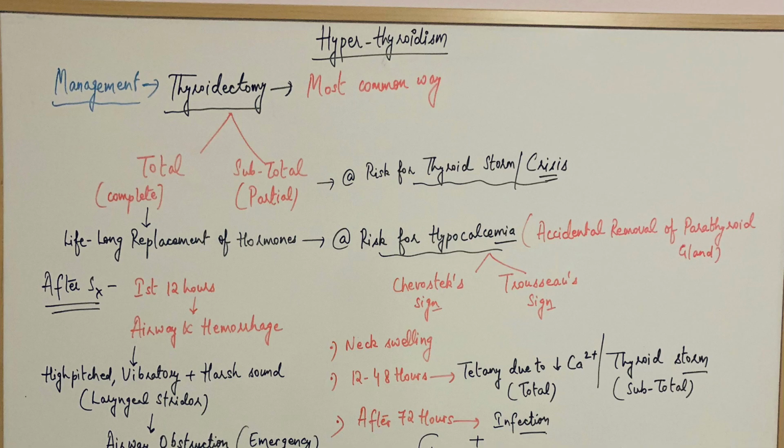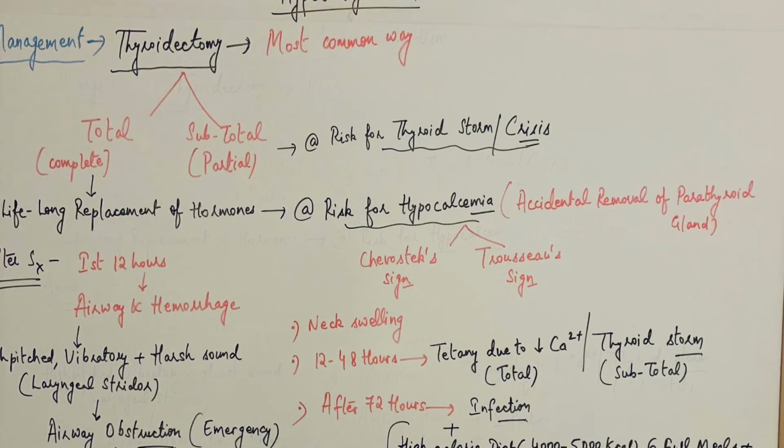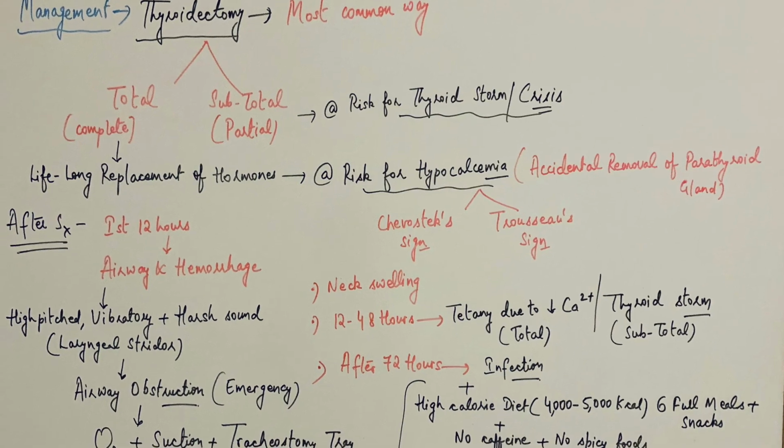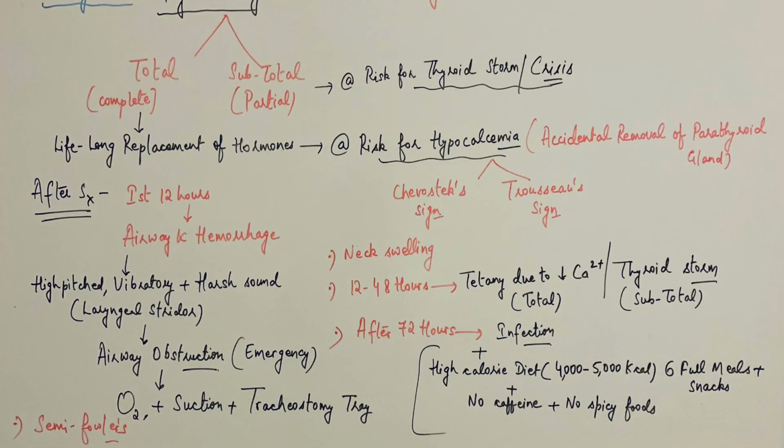After thyroidectomy, we have to be very careful about the post-procedure nursing management. In the first 12 hours, the patient is at high risk for airway obstruction, and the second condition is the risk of hemorrhage. We have to look for both in the first 12 hours. In the first 12 hours, there is no risk of infection, but there is risk of airway obstruction and hemorrhage.